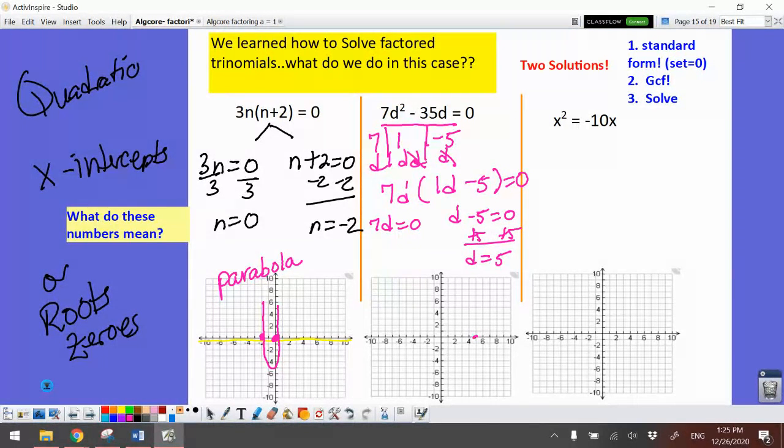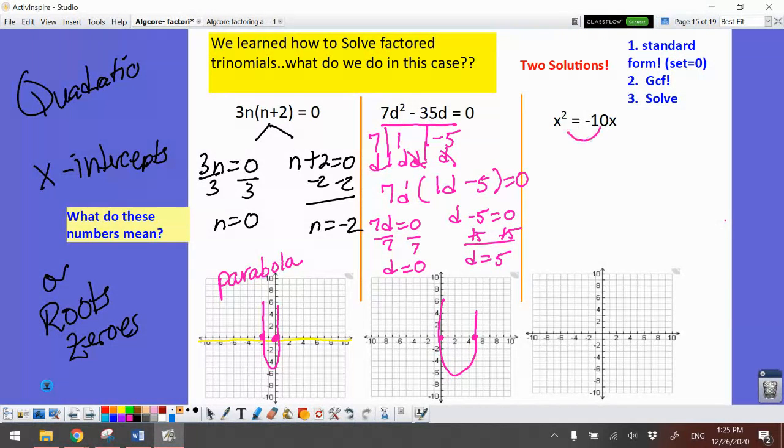So my first point is going to be at 5. And this one, dividing by 7, D is 0. And again, things are positive, so I'm going to make myself a smile. Those 2 points are the roots or the zeros. They are x-intercepts. All right, now this next one, it doesn't look like this.